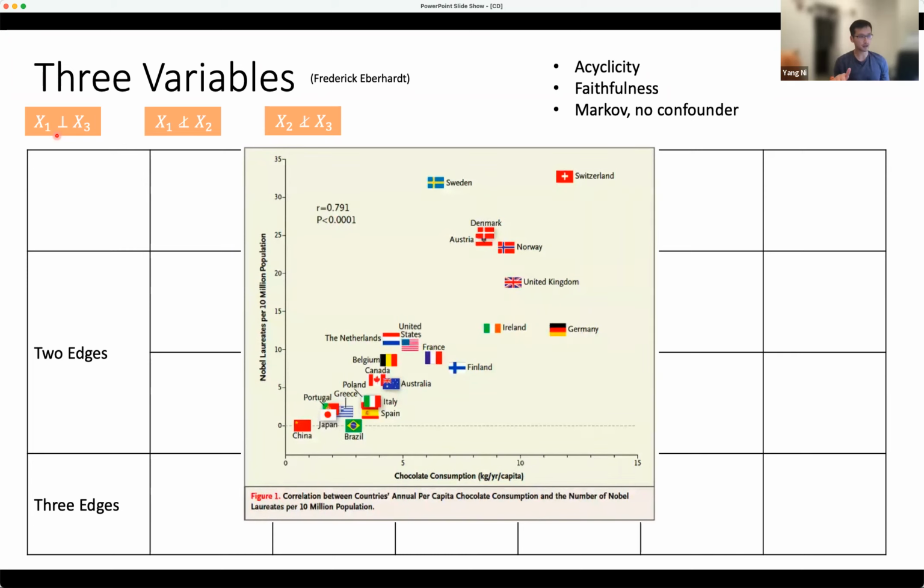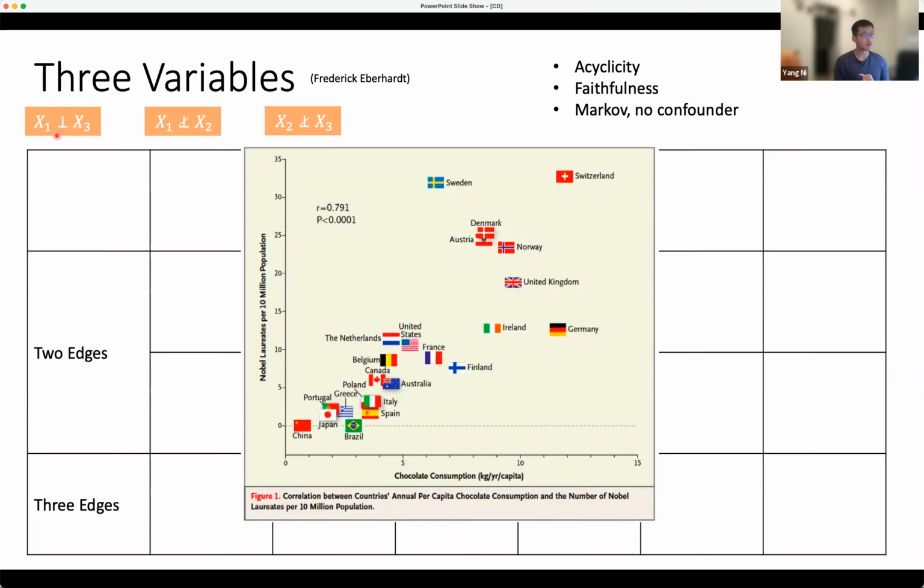On the x-axis is the chocolate consumption per capita for different countries. On the y-axis is the Nobel Prizes per 10 million population. There's clearly a positive correlation between the two, but you probably agree that these two variables are not causally related. One explanation for the strong positive correlation is that they share a common cause. Maybe the common cause is how rich the country is, for example, GDP per capita.